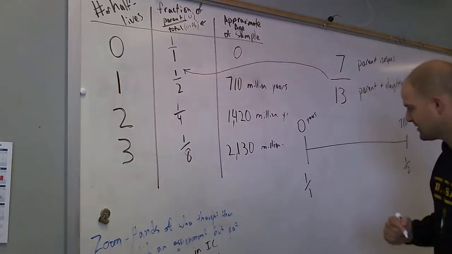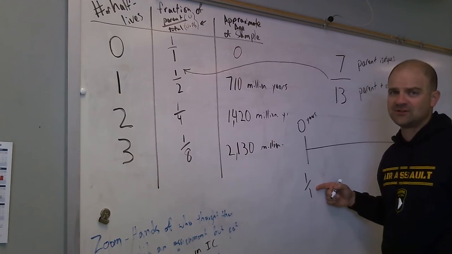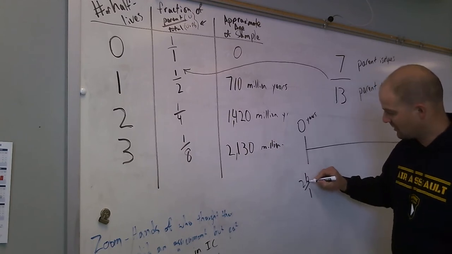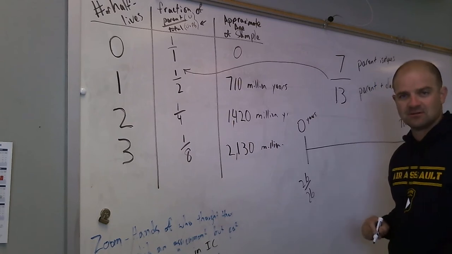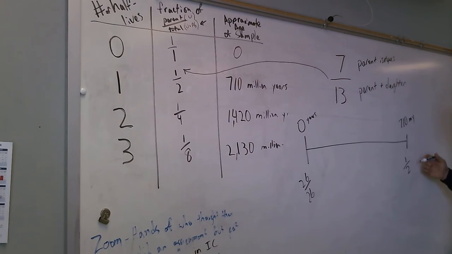So what I'm going to do here is change this whole. It's still going to be a whole, but we're going to use 26. Okay? So it'd be 26/26ths. That's still a whole. Okay? And a half of 26 is 13.